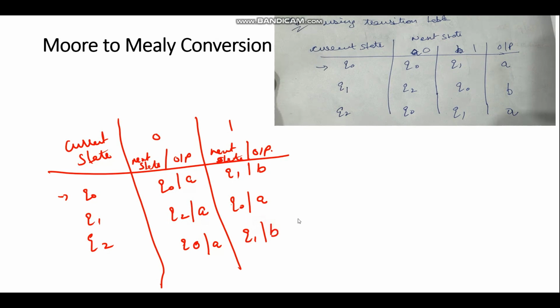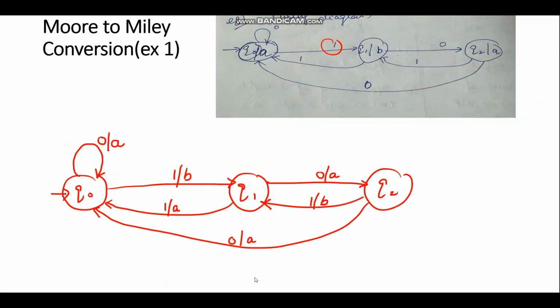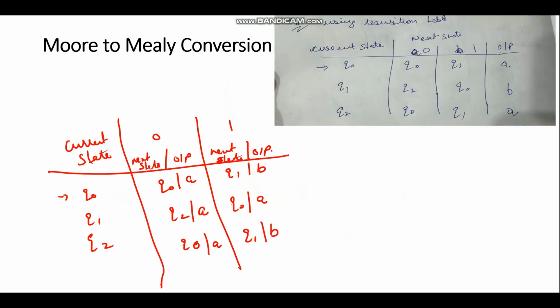Now we can design a transition table. From this transition table we can draw the transition diagram for all these states and all these values, and we will get the same transition diagram. So this is how we can convert a Moore machine to a Mealy machine.